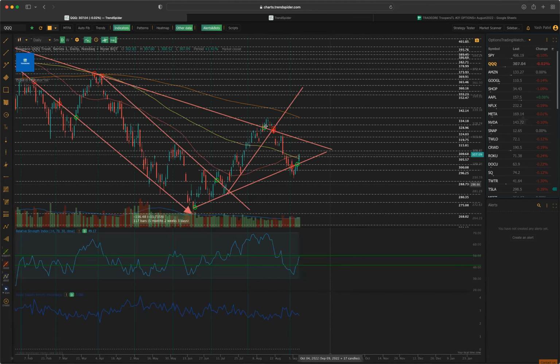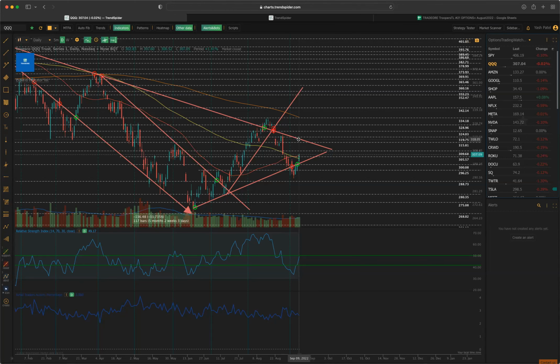QQQ, very similar: pulled back, bounced, reclaimed the 200-day. The 50-day is moving higher, the 100 and 200-day are moving lower. It reclaimed the 100-day SMA, closing a little over, right over the 50-day SMA. This trend line, it recaptured this uptrending trend line.